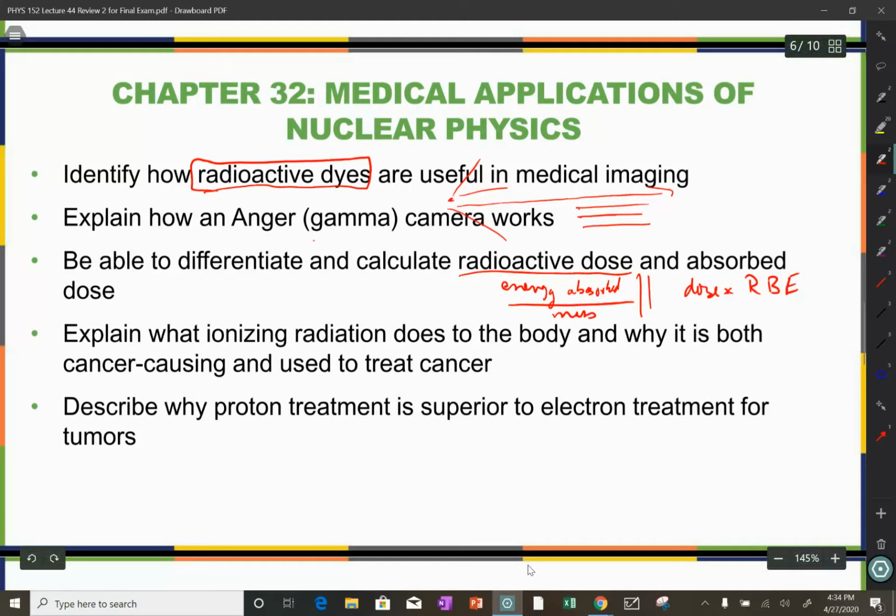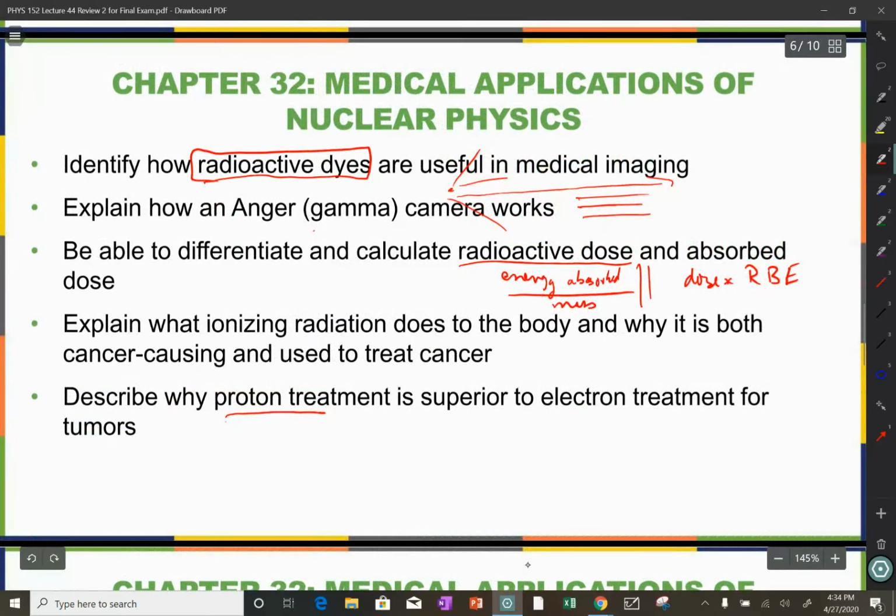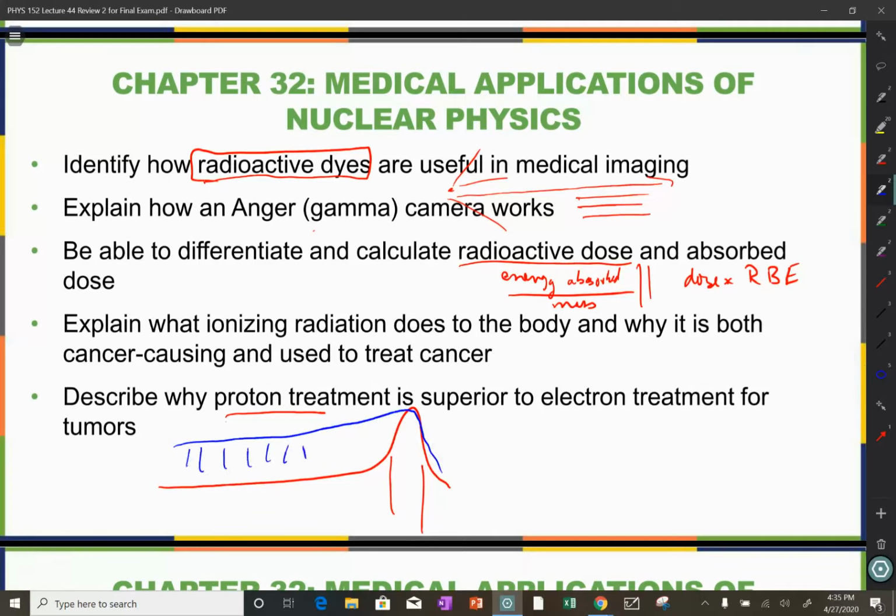Make sure you know what the damage is that ionizing particles can do. You know, what happens when your body absorbs ionizing radiation, and why it causes cancer, but also why we use it to treat cancer. And finally, describe how proton treatment is superior to electron treatment. Remember, proton treatment deposits most of its energy in a small region, whereas the electron treatment would be something like this. So it has a lot more energy as a proportion to the total that's deposited on the way in, meaning that you're damaging a lot more tissue besides the one that you're trying to target.